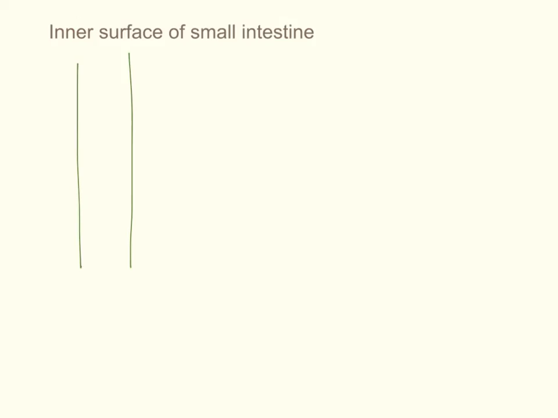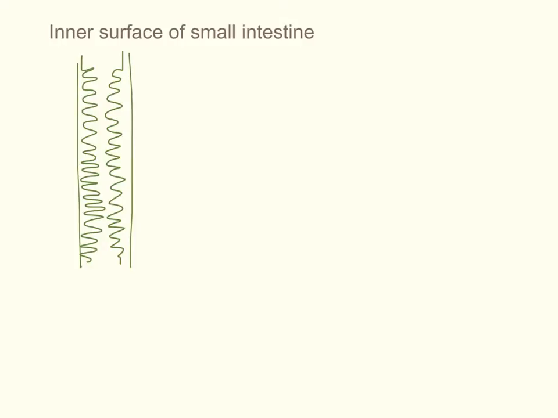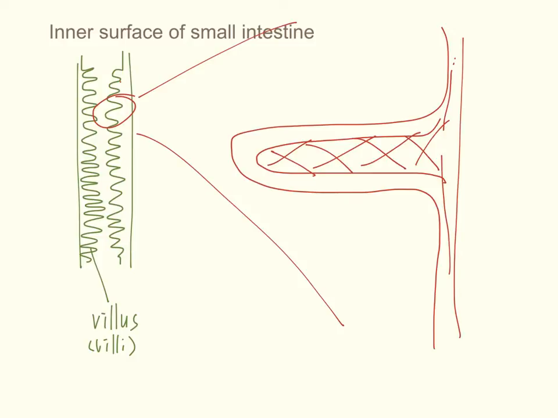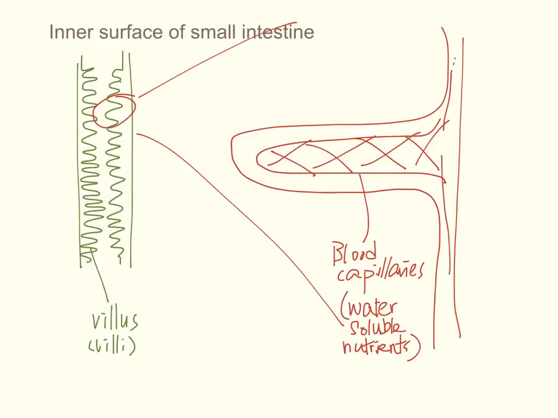Now let's take a look at the inner surface of the small intestine. Instead of being smooth like this, there actually are many projections, like this. These small projections are called the villus, or villi in plural form. If you magnify it, this is what it looks like, a finger-like projection with some blood capillaries. The blood capillaries here will absorb water-soluble nutrients.